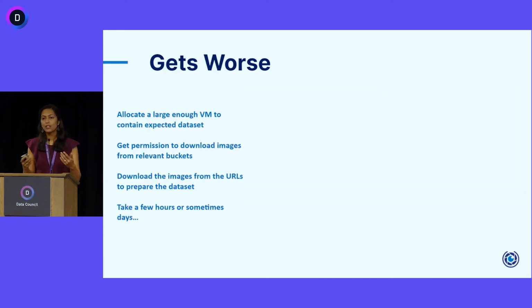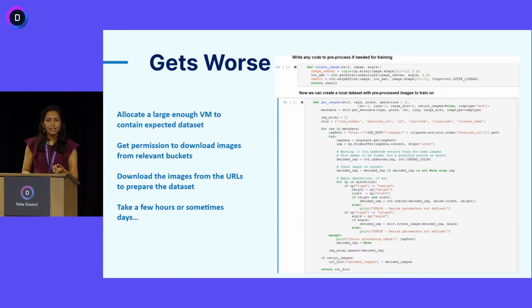Once you have that, it gets worse because now you have to make sure that you have access to the data buckets. You allocate a big enough VM so that you can download all those images on your local machine and are able to process them. Then you go ahead, download them with the URLs that you got access to, and maybe to prepare the dataset, you're going to have to do some pre-processing. That code is just to make you realize that it actually gets pretty complex, particularly as you go with a lot more data or if you start dealing with videos. So after you've spent maybe hours, sometimes days, you finally can actually go ahead and train and classify your models.